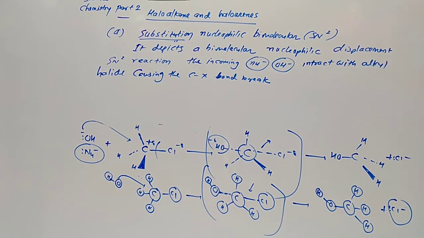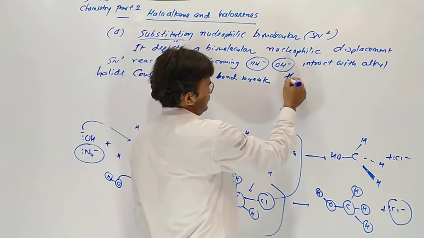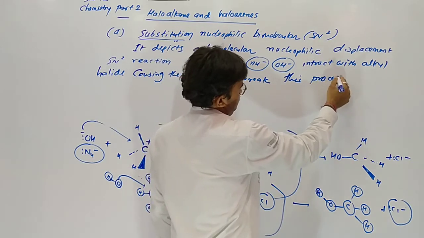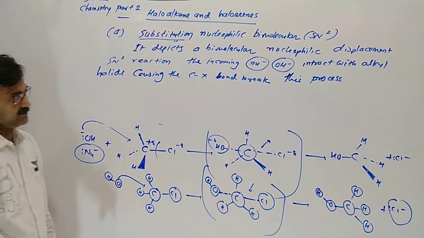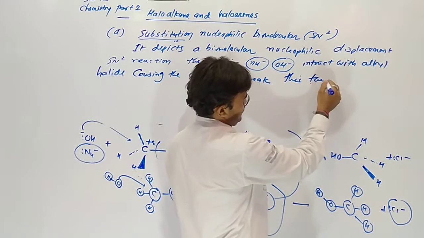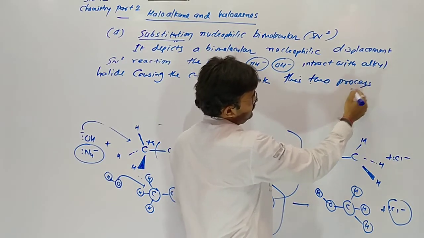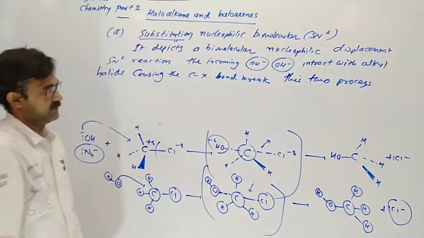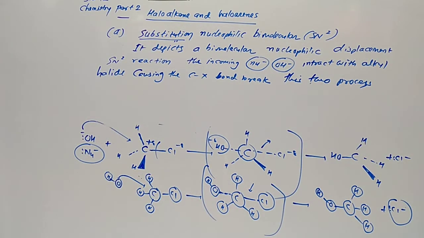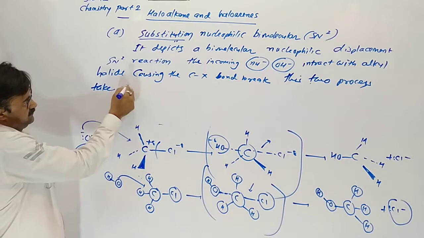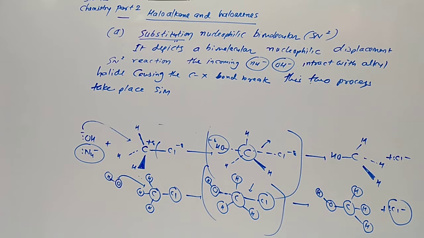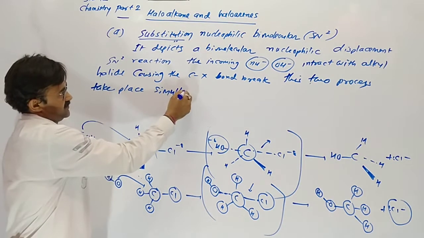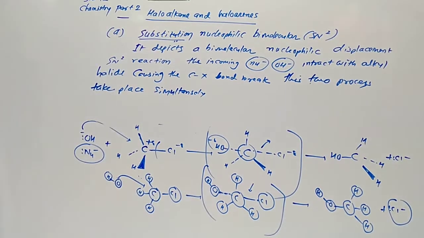These two processes take place simultaneously. Two processes, not one, two processes. Which two? Breaking of the bond and formation of the bond. These two processes take place simultaneously. Simultaneously means at a time.